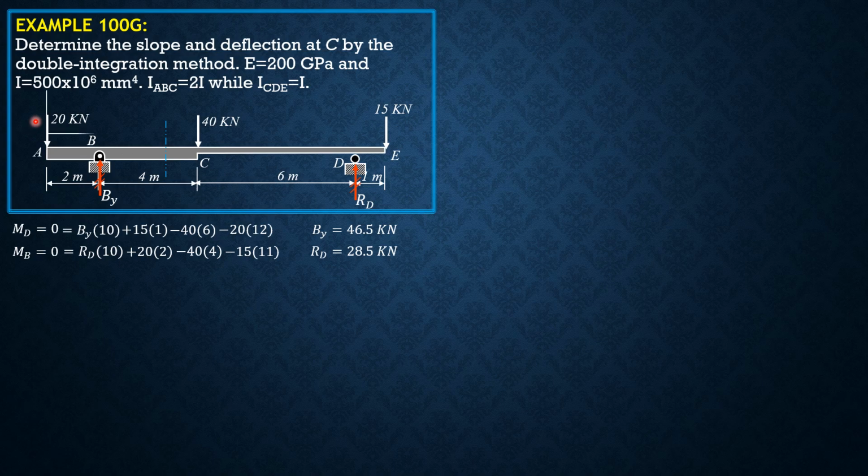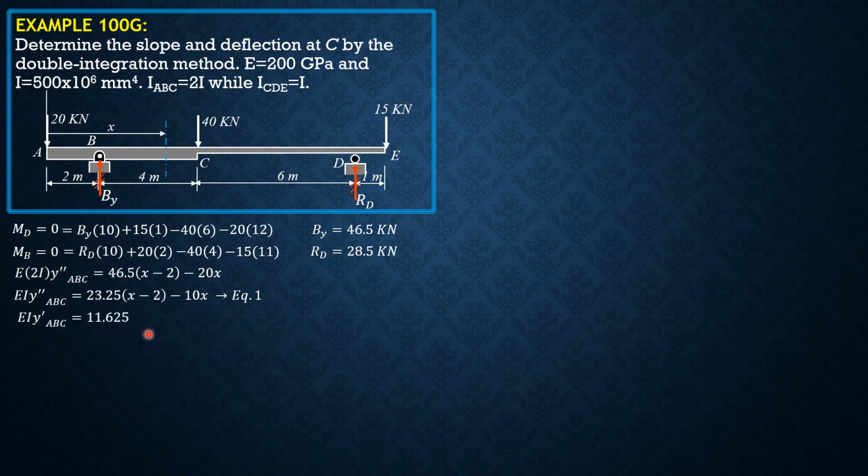Our x begins with A. So that E times 2I y double prime ABC is equal to By, which is 46.5 times quantity x minus 2, minus 20 times x. So that's the equation. So that this is EI, we divide everything by 2. So EI y double prime ABC equals 23.25 quantity x minus 2 minus 10x. Call that equation 1.